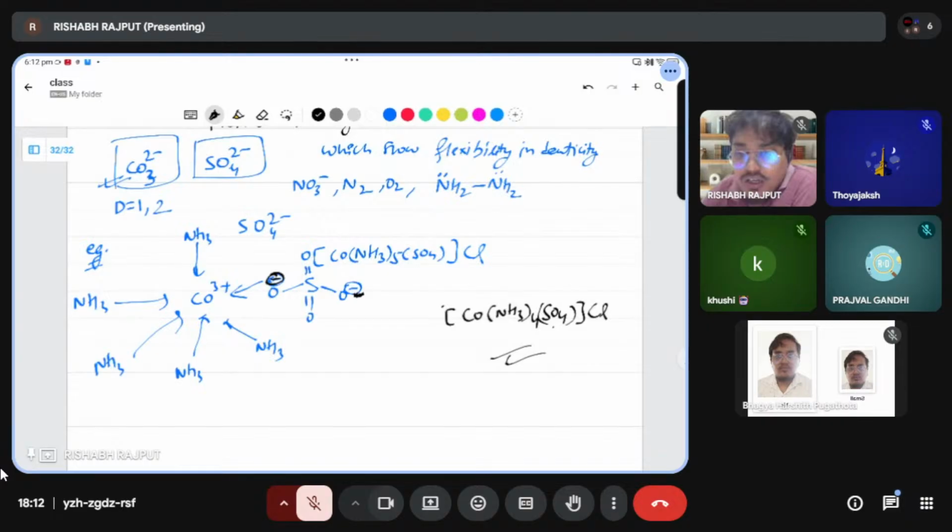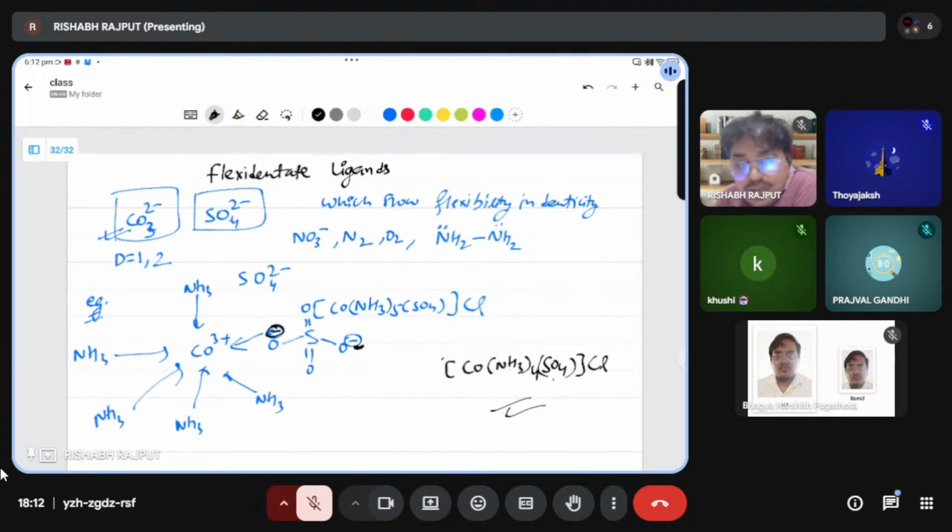Now I am starting the flexidentate ligands. So in this formula, you can see sulfate is giving only one electron pair. But in this formula, you can observe sulfate will give two electron pairs. Why? Because now I have only 4 ammonia. So sulfate will give both its coordination electron pairs to cobalt so that they can make coordination number 6. So in this case denticity 2 is there for sulfate, and in the other case denticity 1 for sulfate. Okay, guys, it is clear.